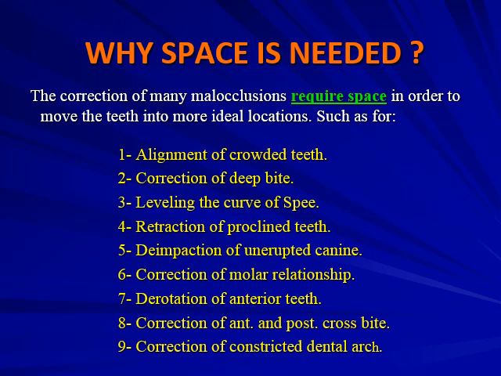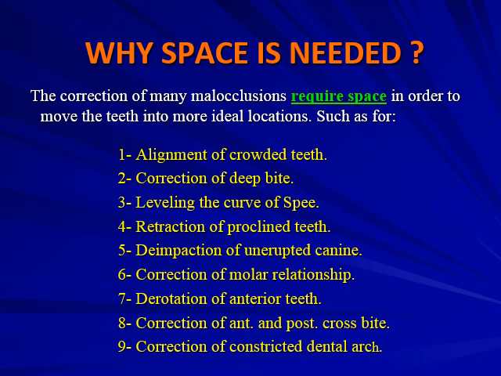In another case, if I have a deep bite. What's a deep bite? It is an increased overbite, when the upper anteriors overlap more than 40% of the surface of the lower anterior. And as you know, it appears in class 2 cases, accompanied by an exaggerated lower curve of Spee. If I need to correct this, I have to level the curve of Spee to correct a deep bite. And I need space.